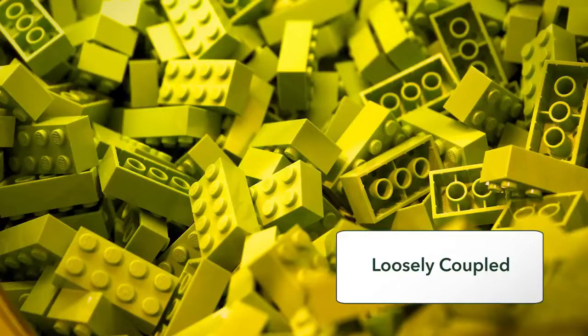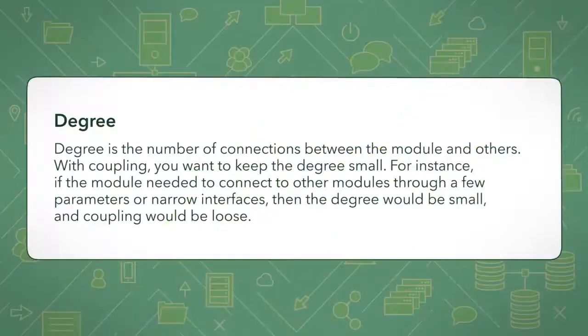This is like Lego. You want coupling for your module to be loose or low, not tight. When evaluating the coupling of a module, you need to consider degree, ease, and flexibility. Degree is the number of connections between the module and others. With coupling, you want to keep the degree small. For instance, if the module needed to connect to other modules through a few parameters or narrow interfaces, then the degree would be small and coupling would be loose.